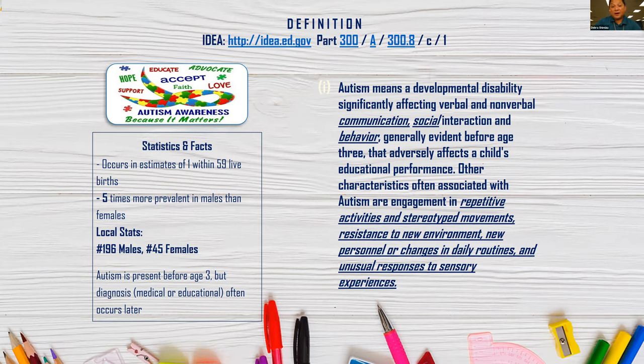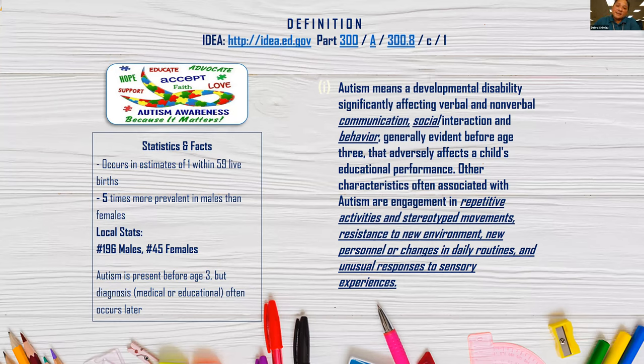So if we take a look at our local stats, for students receiving special education and related services with GDOE, we have 196 males and 45 females. And so autism can be observed as early as the age of 3, but typically for medical or educational diagnosis, that happens later. So there are some common characteristics of a student with autism.